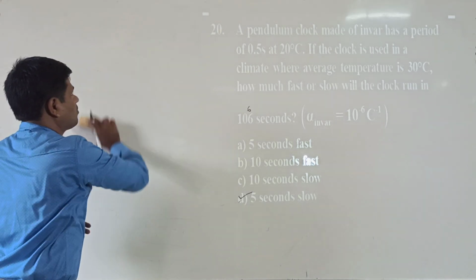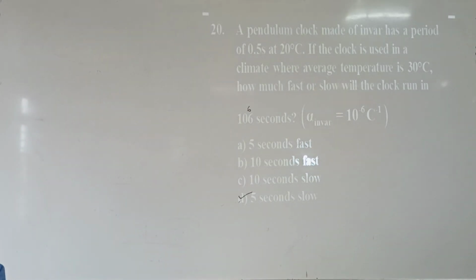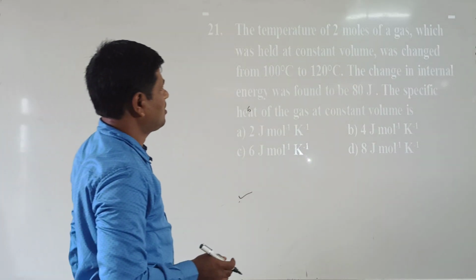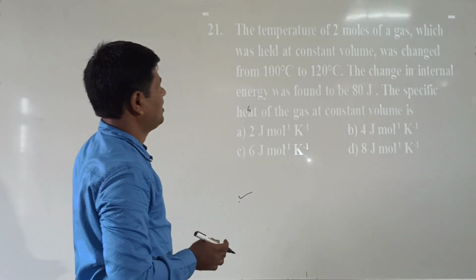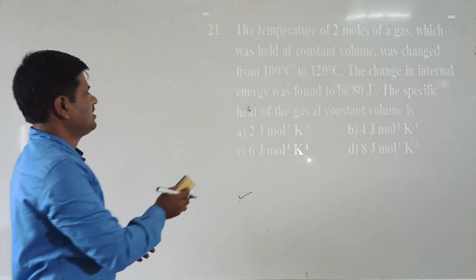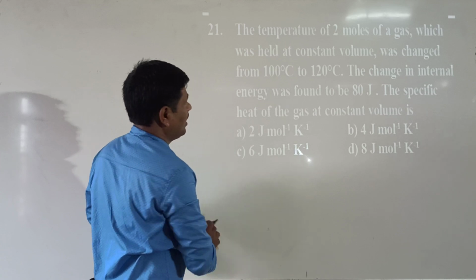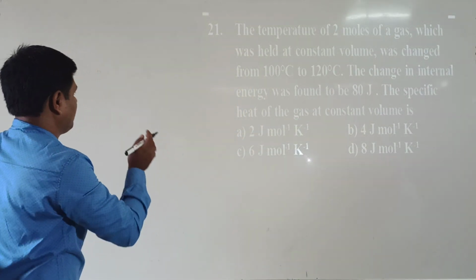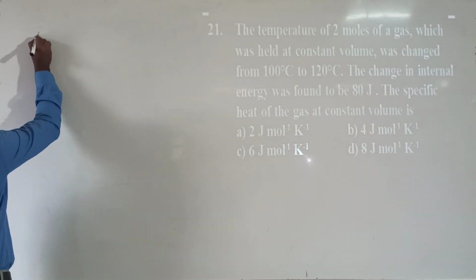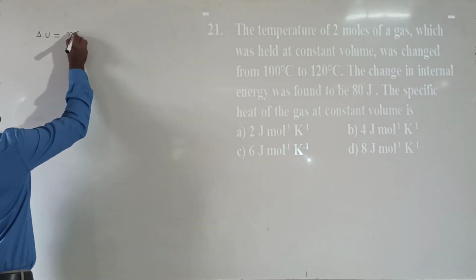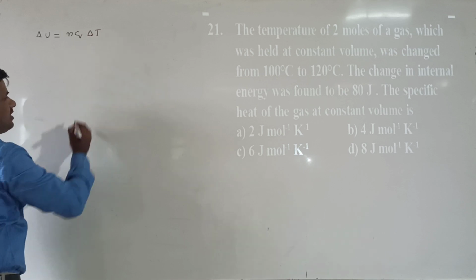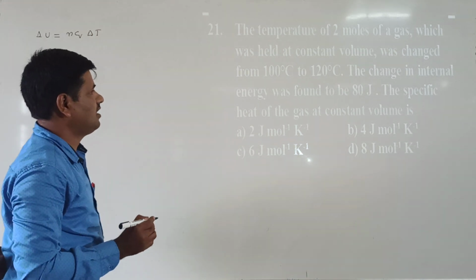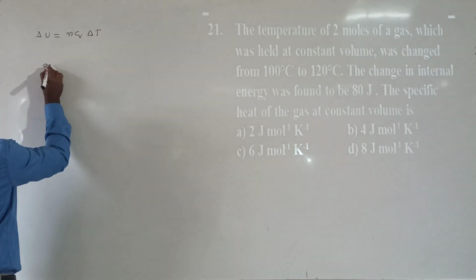Next question number 21. Now the temperature of 2 moles of gas, which was held at constant volume, is changing, and the internal energy is found to be 80 joules. The specific heat is asked here. The change in internal energy delta U is equal to the formula n Cv into delta T. Now the change in the internal energy is 80, we are getting here.